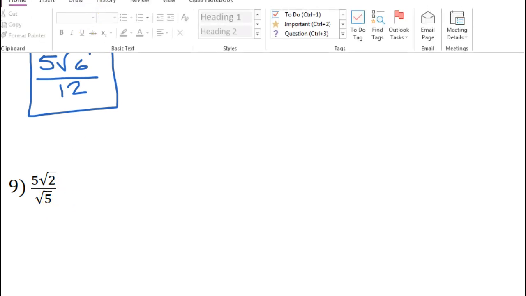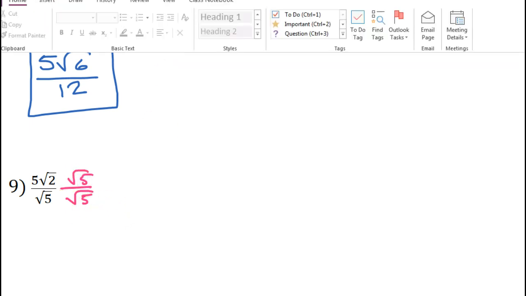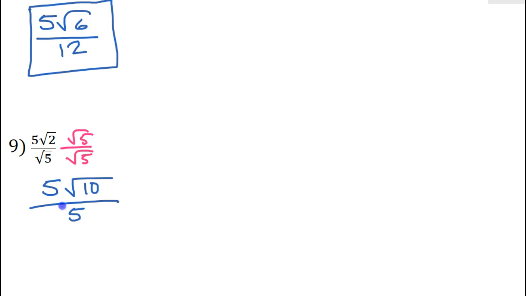So again, I see nothing that I can actually simplify, so I will just multiply by radical 5. So I'm going to multiply by radical 5 in the numerator and the denominator. Okay, when I do that, in the numerator, I'm going to have the 5. Radical 2 times radical 5 is radical 10. And then radical 5 times radical 5 is just a regular old 5. However, these 5s cancel each other out.